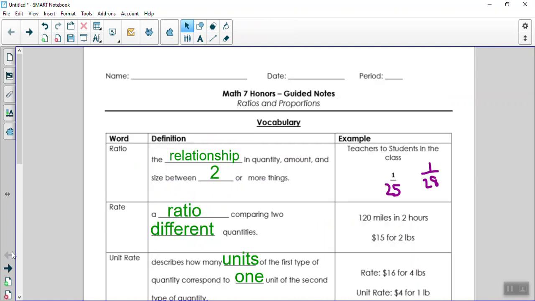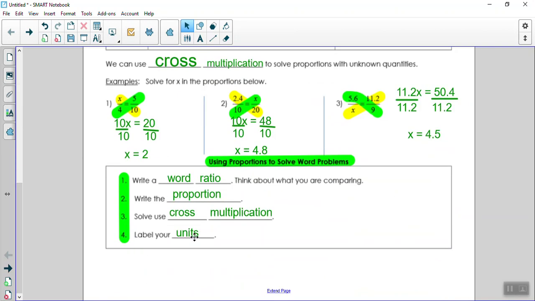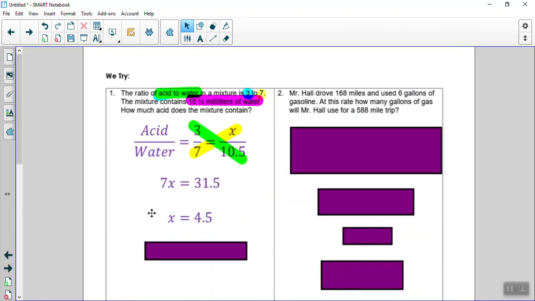So my last step back here, we said we need to label our units. I don't want to end at x equals 4.5. 4.5 what? What are we talking about in our word problem? We were trying to find the missing part of our acid, so our answer is 4.5 milliliters of acid. We know it's milliliters because that's the units they're using for water, so we keep it the same for acid. Everything's in milliliters.